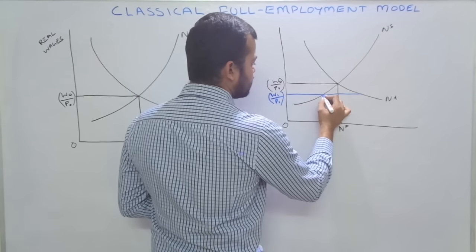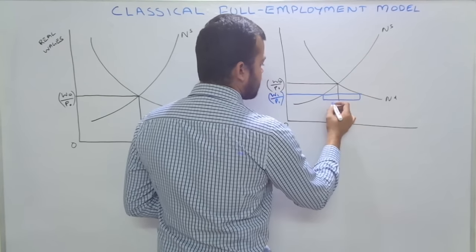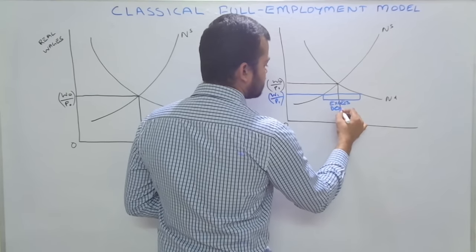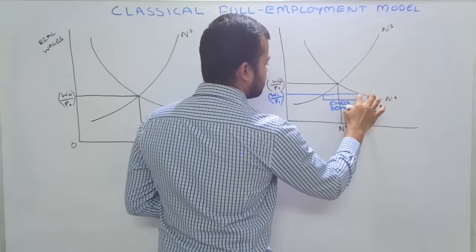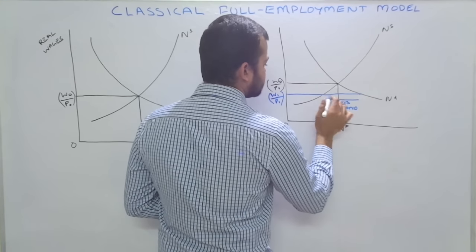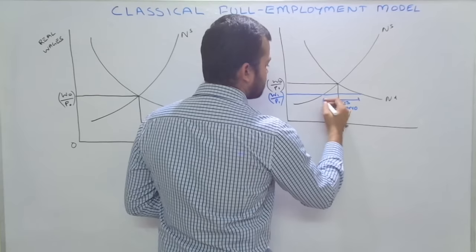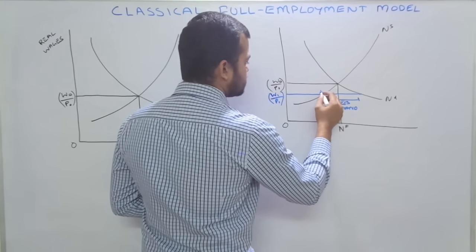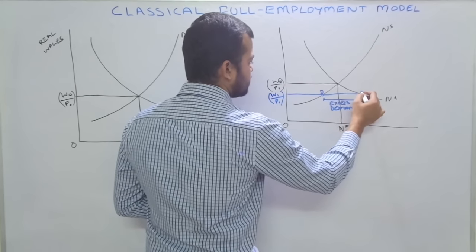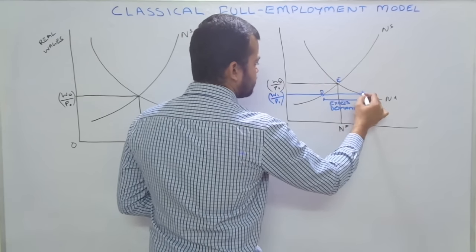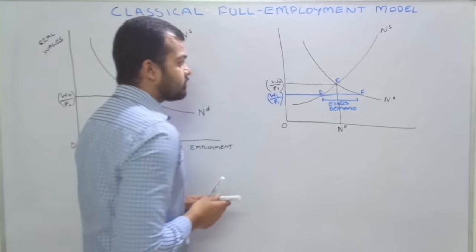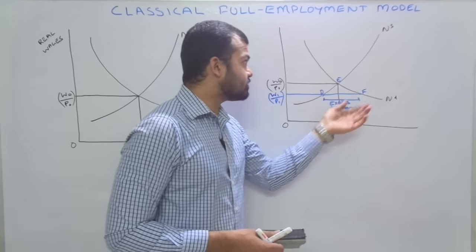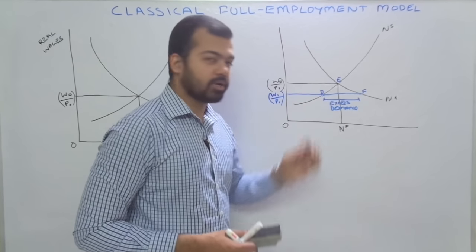So this is excess demand. Here we can say that this area is the excess demand. Here we can write like this: A, B, C, D, E, F. So from D to F, this is the excess demand. It means demand for labor has increased, but the supply reduced to this point only.